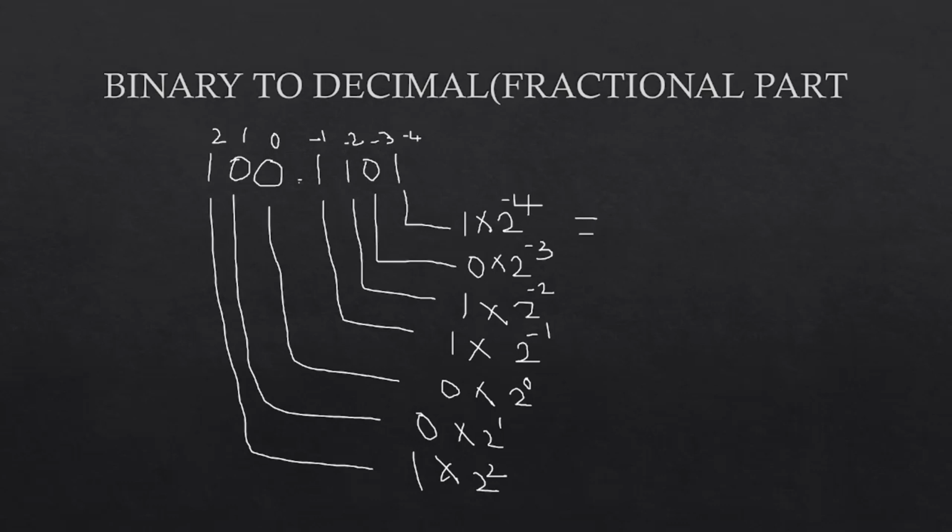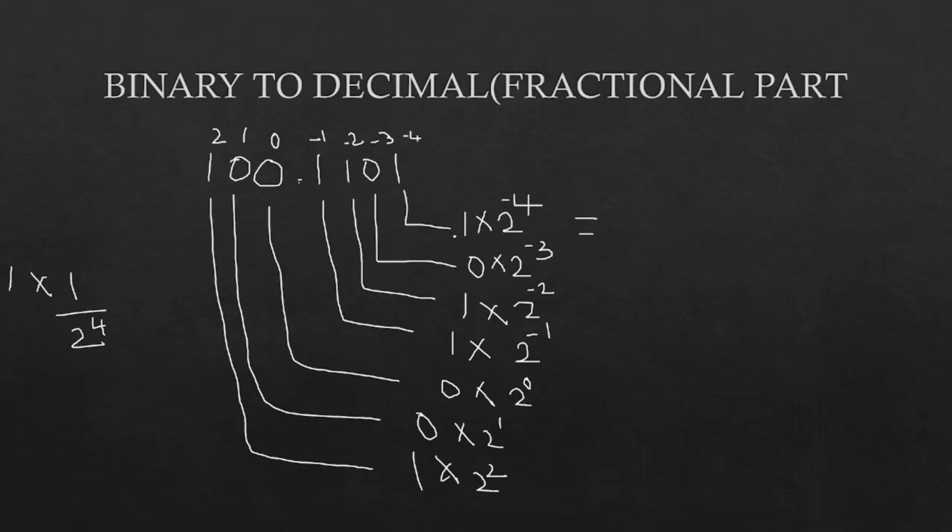Now, how can you do 1 into 2 to the power of -4? 2 to the power of -4 is nothing but you have to mention 1 into 1 by 2 to the power of 4. Like that you have to mention. Clear now? That is nothing but 2 to the power of -4. This is the way you have to convert it.